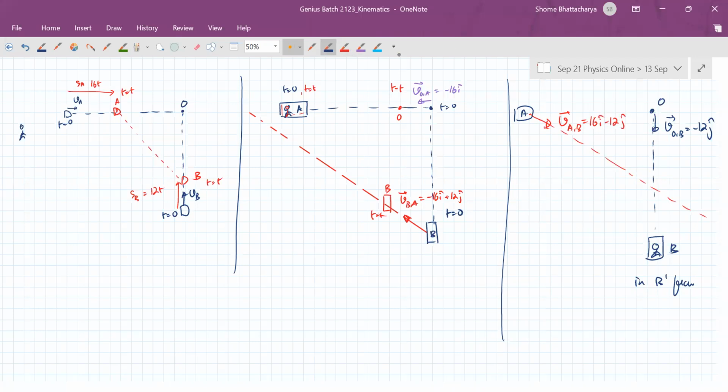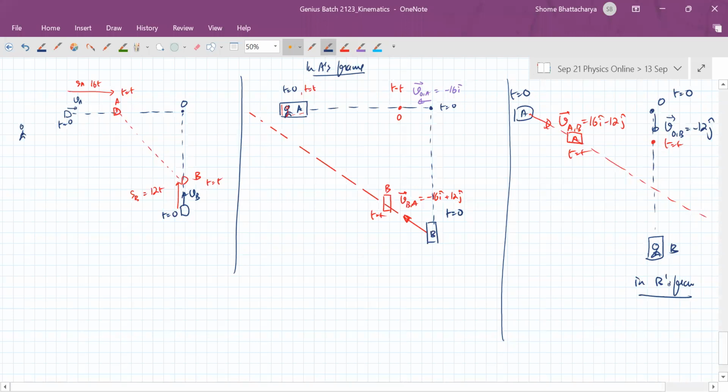So at some time T, what this observer will see is that the car A has come somewhere here. And this intersection point has come somewhere. This is in A's frame. And this is in ground frame. Okay. So hope this vector relation is now making sense. Why this relative velocity is like this.